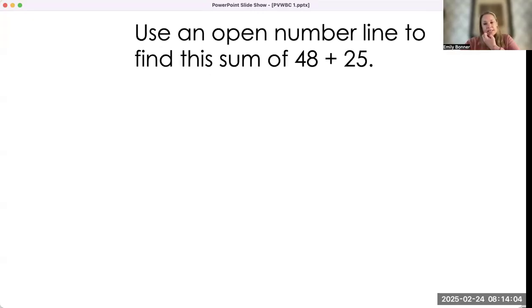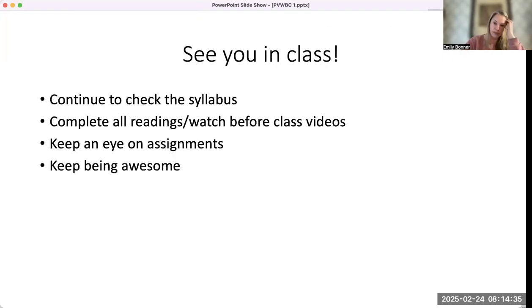Okay, this is the last problem I'm going to give you today, and I want you to bring this to class with you. Okay, so you're going to use an open number line. And by open number line, I just mean I'm not giving you a pre-hashed number line. You're just drawing it and starting wherever you want and then solving this problem, however makes the most sense to you. So you're not using the standard algorithm. You are using an open number line to find this sum. Okay, so I want you to do that and then bring it to class and be ready to discuss.